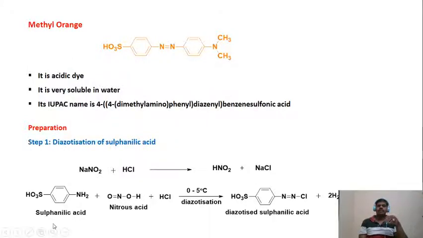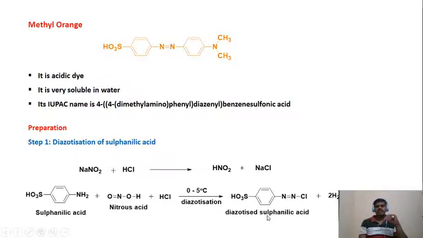HNO2. Okay, this sulfanilic acid reacts with this nitrous acid in presence of HCl at 0 to 5 degrees Celsius, and produces this diazotized sulfanilic acid salt. Okay, and this process is known as diazotization. The formation of the N double bond is nothing but the process of diazotization.